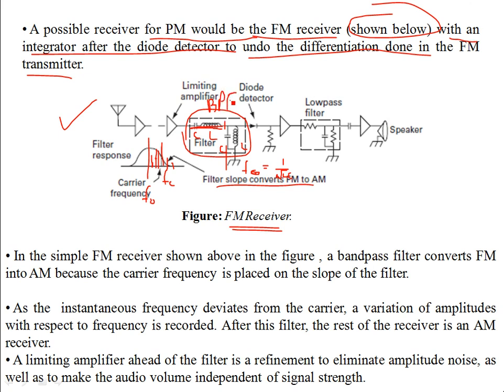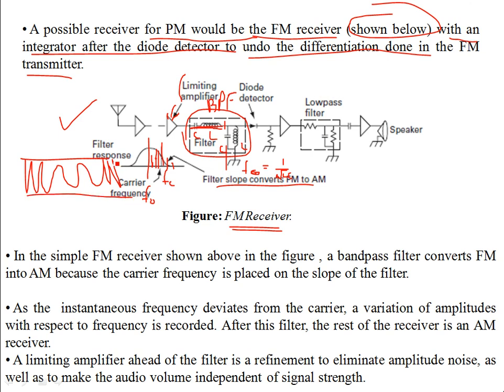You see, at the start we have a limiting amplifier. Why we have a limiting amplifier over here is that it decreases the amplitude variations. We know that in FM the information lies in the instantaneous frequencies. For example, over here the frequency is low, then the frequency is high. But this amplitude has to stay constant.